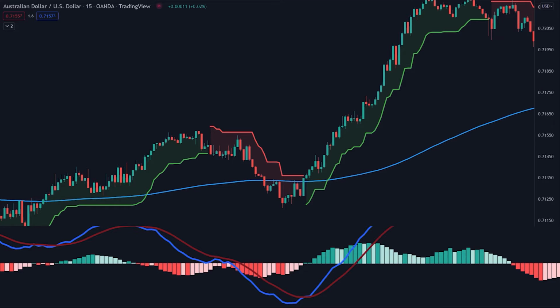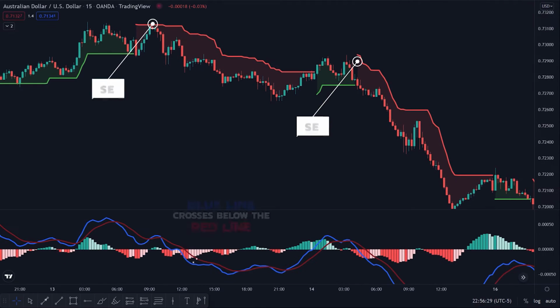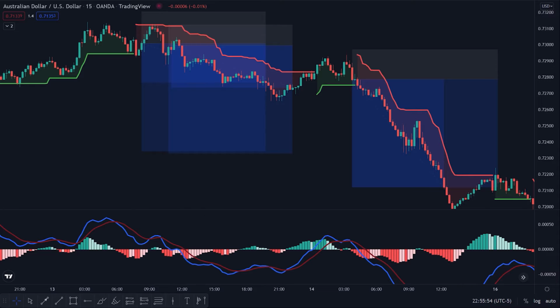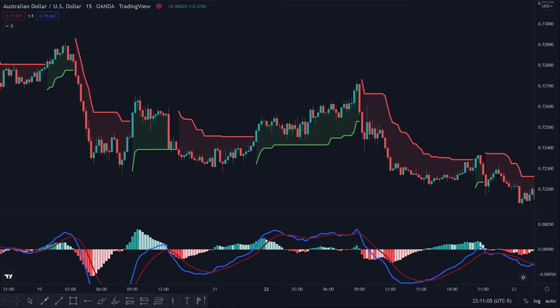By taking long positions if the blue line crosses above the red line and the super trend green line is showing below the price, and taking sell positions if the blue line crosses below the red line. When trading, we are adding this to our confirmation list to increase the probability of our trading plan. However, this is just 1/3 of our confirmation list.